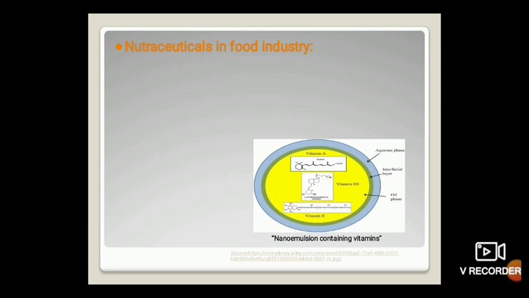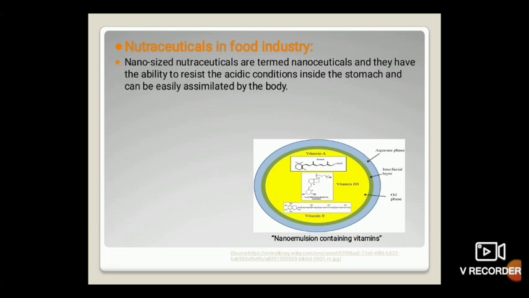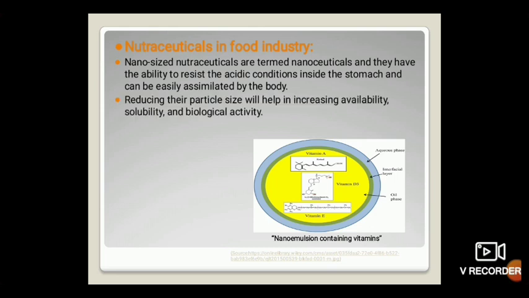Then nutraceuticals in food industry, which are also termed as nanoceuticals in case of nanotechnology. So nano-sized nutraceuticals are termed as nanoceuticals and they have the ability to resist the acidic conditions inside the stomach and can be easily assimilated by the body. So reducing their particle size will help in increasing availability, solubility and biological activity. It will also help in improving their stability during the processing and storage of nutraceuticals.